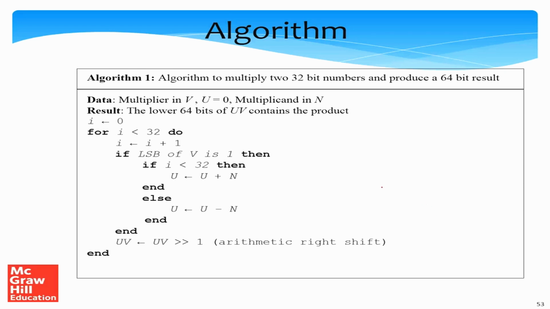So we start out with having a multiplier in V. The multiplier is loaded in register V and U is 0 as shown, and the multiplicand is in register N. To avoid overflows, we made U a 33-bit register. So the lower 64 bits of the UV register combined will contain the product at the end.